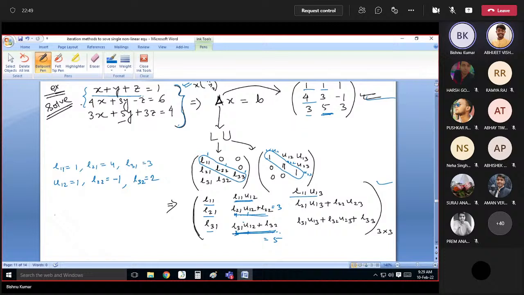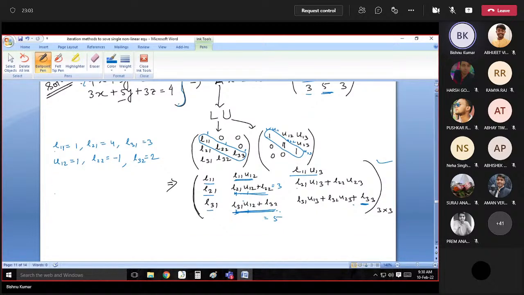So all L values are already calculated. Only L33 will come from here. Okay. 5 L values already calculated. Only 6 L values are there, and 3 U values are there. Okay. To compare these values.